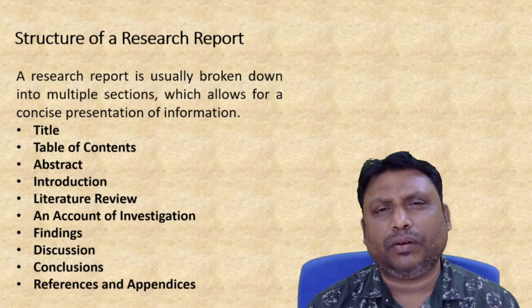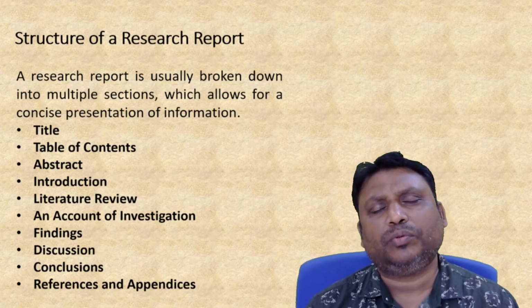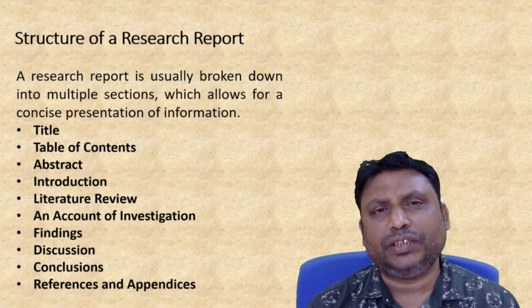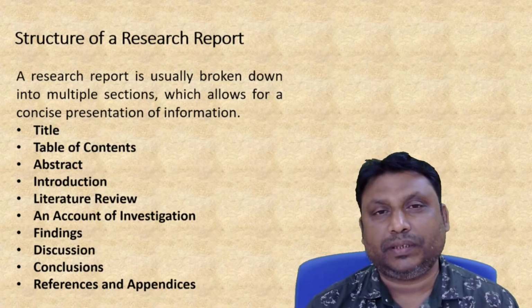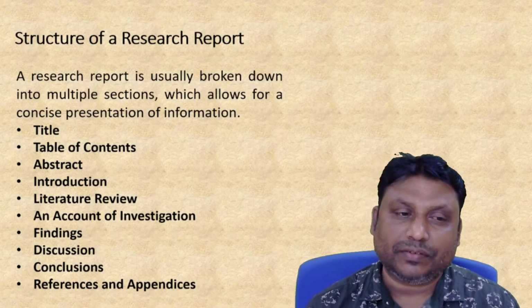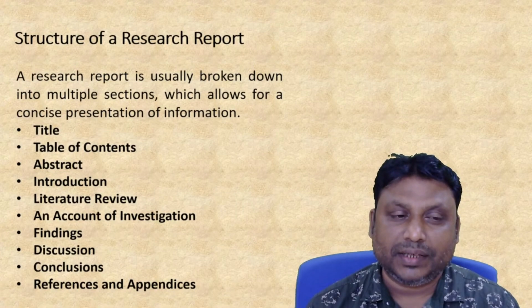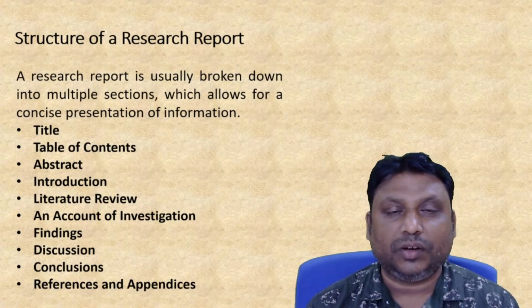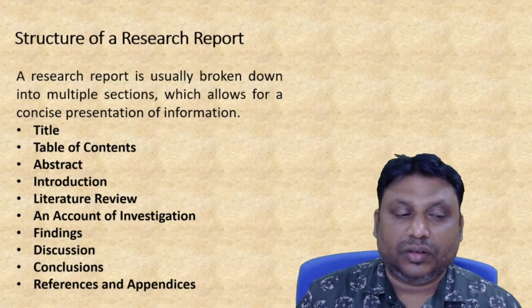You can put the table of contents, a questionnaire, or some other tables that are required. If additional tables or information are required, you can also put them in your appendices. So this is the structure of a research report: title, table of contents, abstract, introduction, literature review, investigation or data analysis, findings, discussion, conclusion, references, and appendices. So this is the structure of a research report.